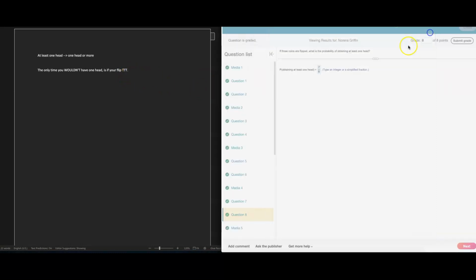Now remember that whole complement thing. So at least one head is the opposite of no heads. Okay? The opposite. So you've got at least one head and no heads. Those are complements because the opposite of at least one head is to have nothing but tails. All right, those are the opposite. They complement each other. They complete each other. So if you put them 2 together, that's what they call a complement, because if you put them 2 together, they create a whole. They create the 1.